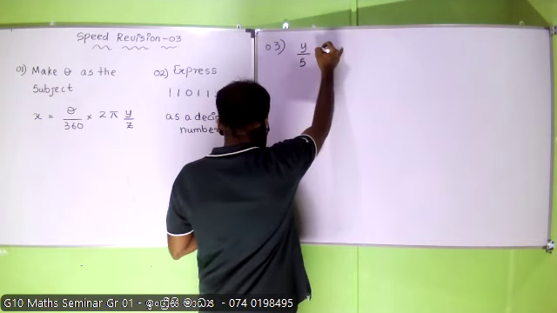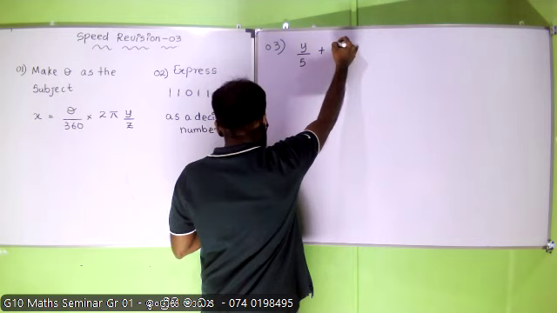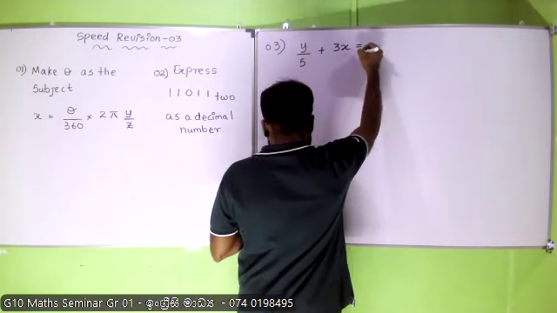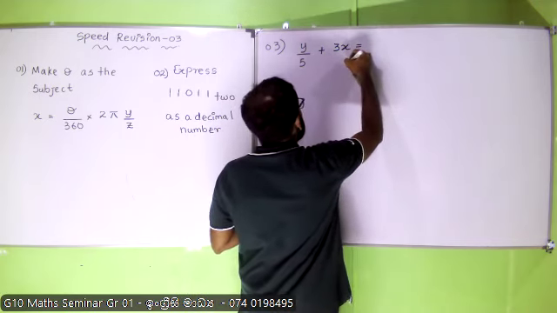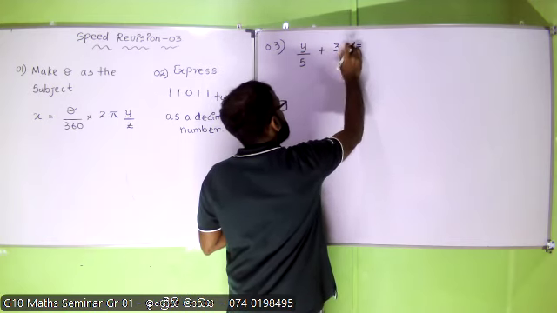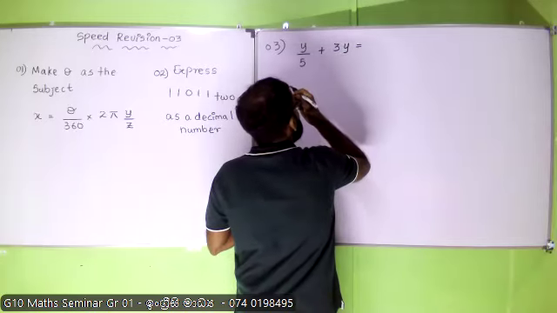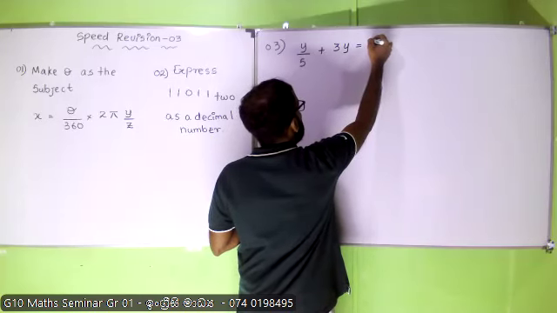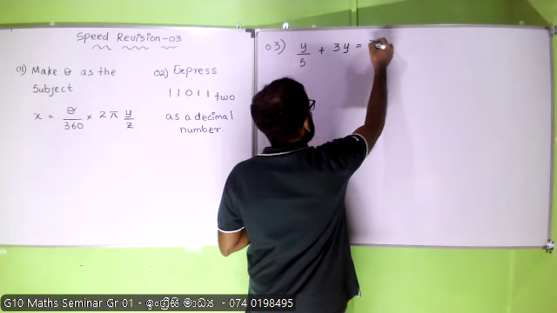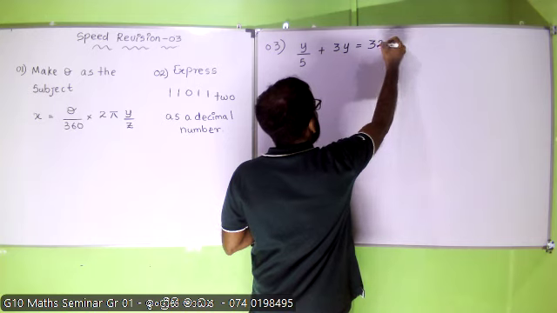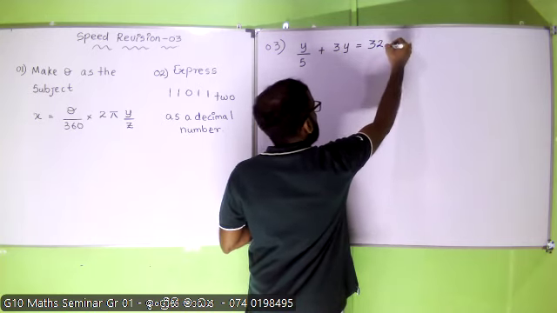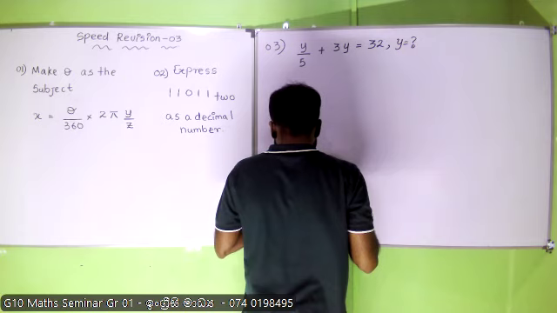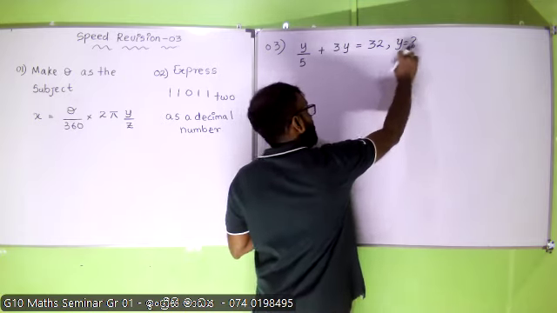y divided by 5 plus 3x equals 3y. $32. What is the value of y? Keep this as a fraction.